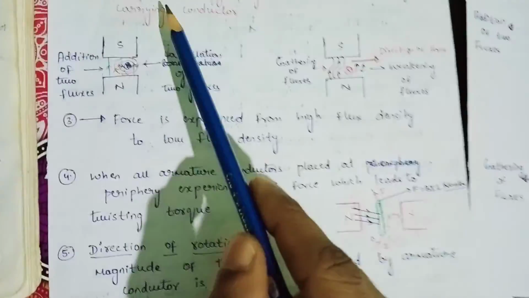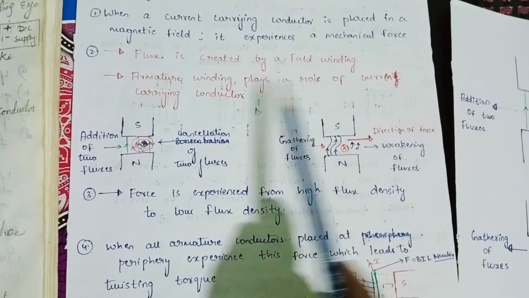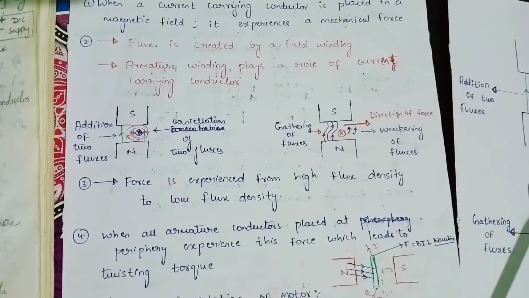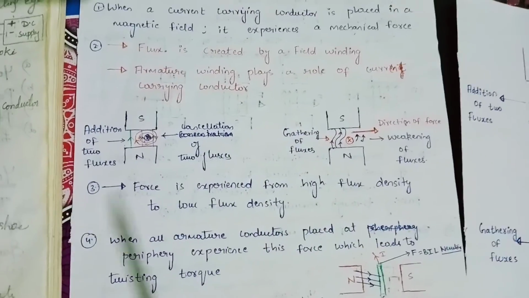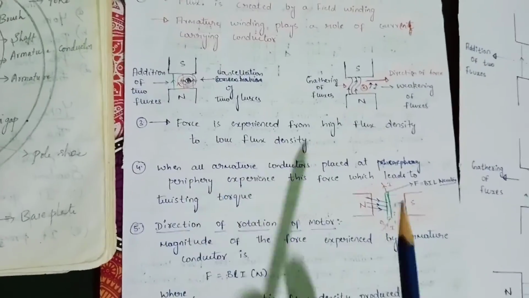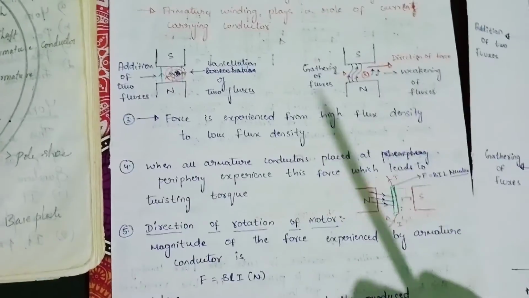But the difference comes in the armature winding. The armature winding plays the role of the current carrying conductor. Here we are going to supply a current to the armature conductors. Let us see how this is really going to work.